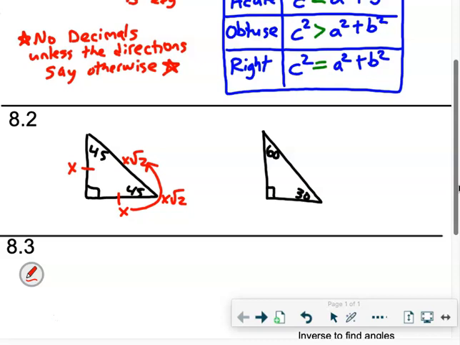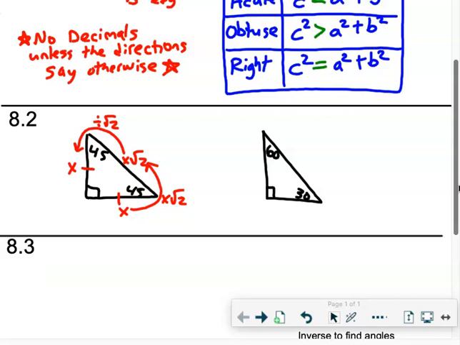If I knew the hypotenuse and I wanted to know the leg, I would divide by square root of 2. So with 45-45-90s, the rule is we either multiply or divide by square root of 2. You could write the steps: from leg to hypotenuse, times square root of 2. From hypotenuse to leg, divide by square root of 2.